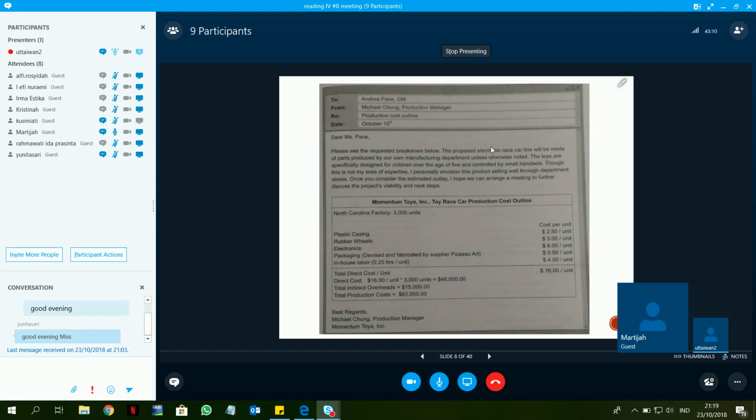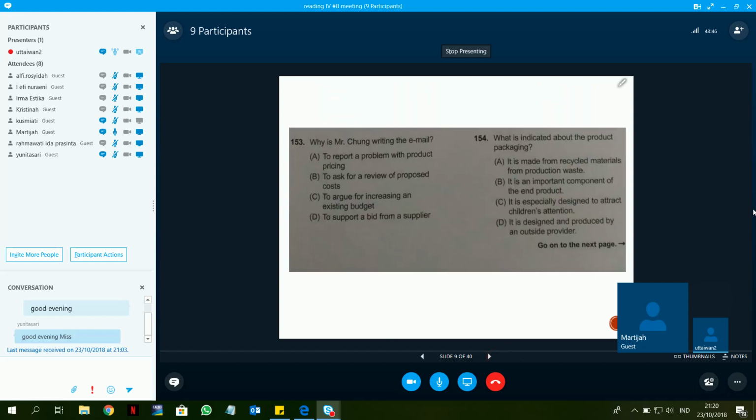Biasanya ini form apa? Surat kan, surat elektronik atau email. Nah, kelihatan jelas nggak ya Mbak ya? Di sini kan ada Dear Miss Pace. Coba sebelum kita, before we go deeper in the passage, kita baca pertanyaannya dulu.